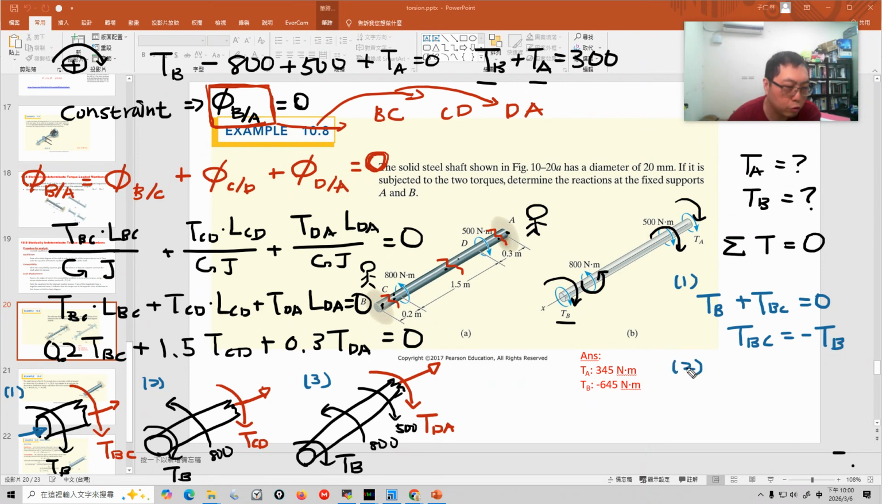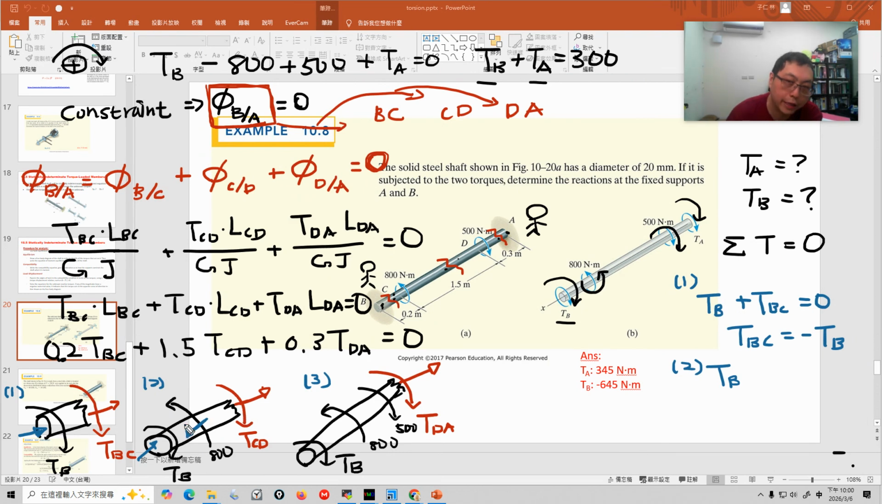Okay, section 2. The sign of TB is positive. What's the sign for the 800? The sign of 800, use the right hand rule. The thumb direction is in this way. This is the thumb direction. The thumb direction is inward to the surface. Our surface now is here.